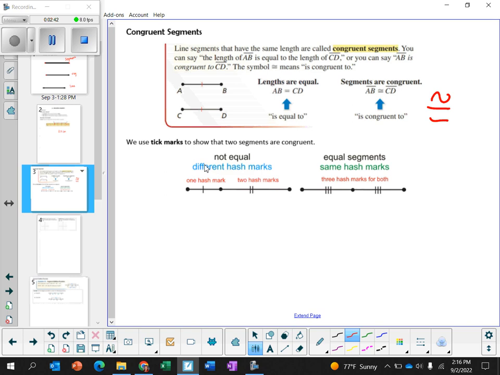The way we show that segments are congruent are called tick marks. So if I have one segment between these 2 points has 1 tick mark, and between these 2 points it has 2 tick marks, that means these are not congruent to each other because the tick marks don't match. But in the second picture, between these 2 points I had 3, and between these 2 points I had 3, that means they are congruent. So it doesn't matter how many tick marks you're using, as soon as you have a set that matches, those segments are congruent.